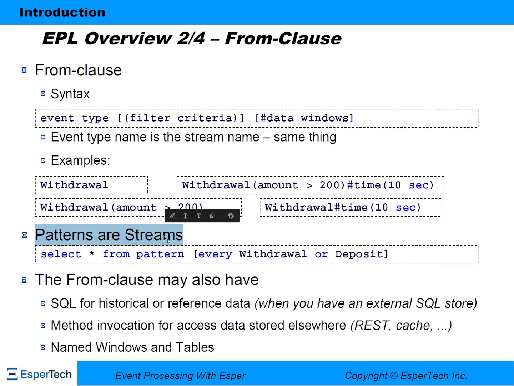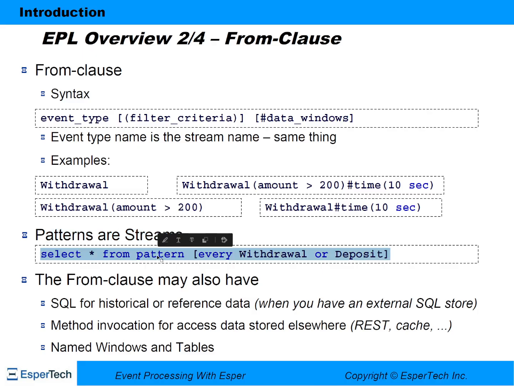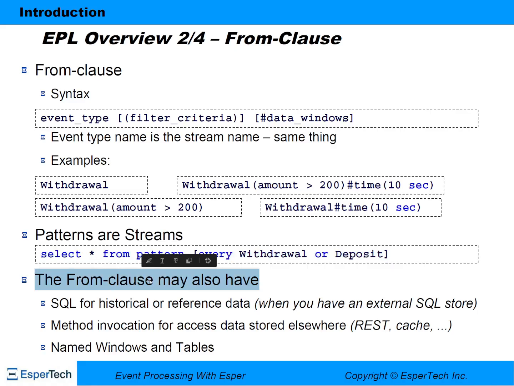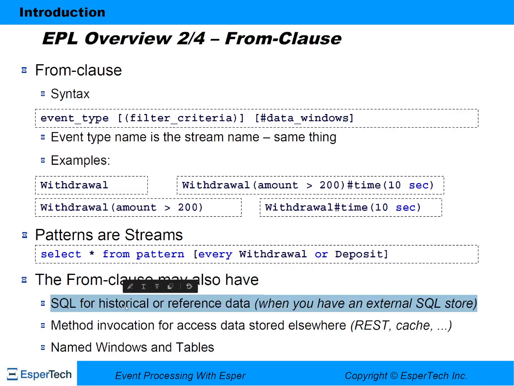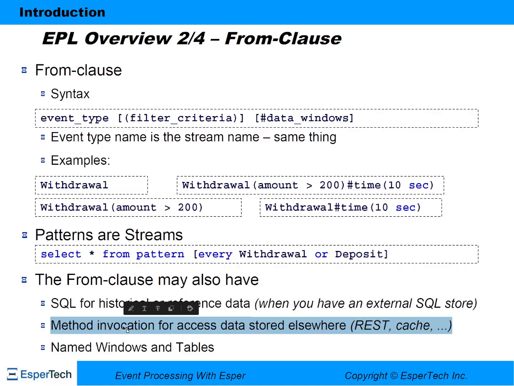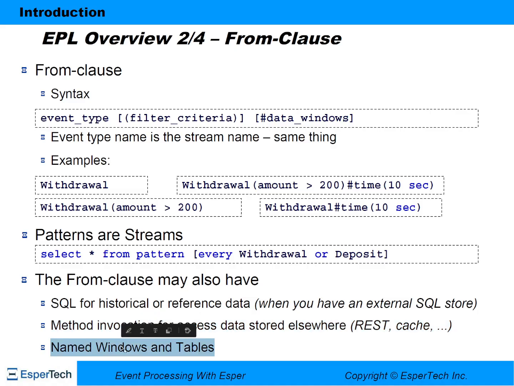Pattern matches are also streams and are therefore in the from clause. We'll learn about patterns later on. This example pattern selects withdrawal and deposit events. The from clause can have other things than just event type names. The from clause can have an SQL query, for use with a database that understands SQL. The from clause can also invoke application predefined methods for returning data stored elsewhere. The from clause can access named windows and tables. Named windows and tables are for sharing events and data across the runtime, and we also learn about these later.